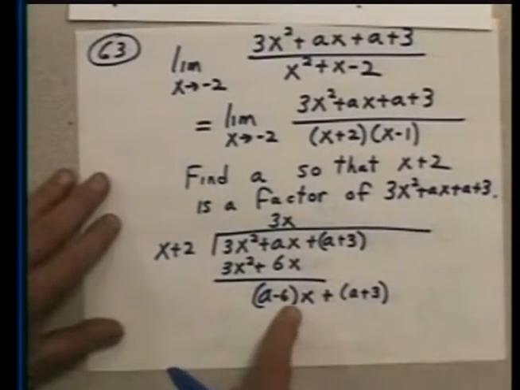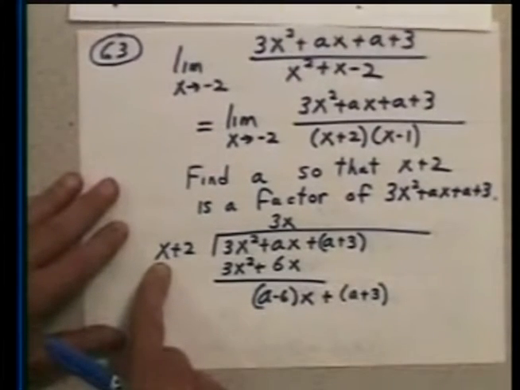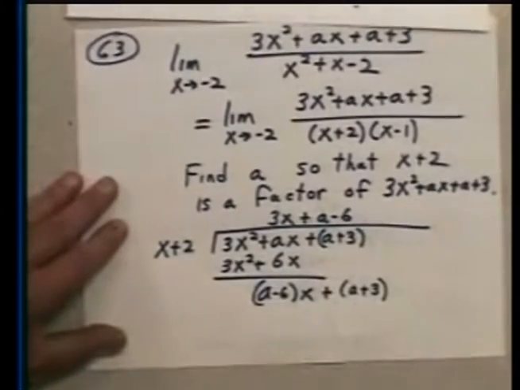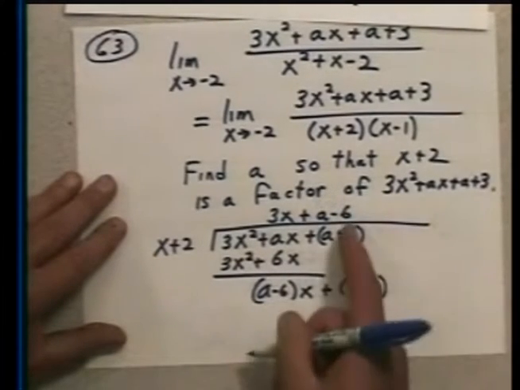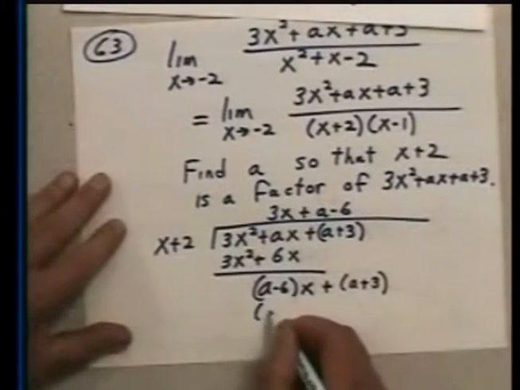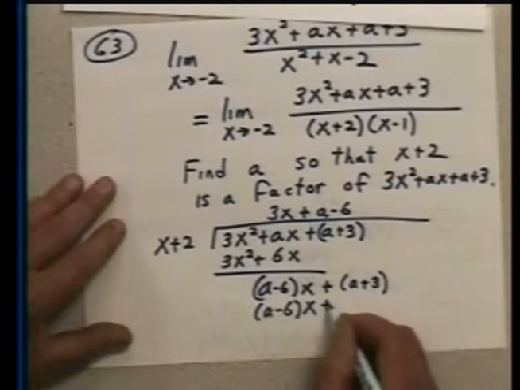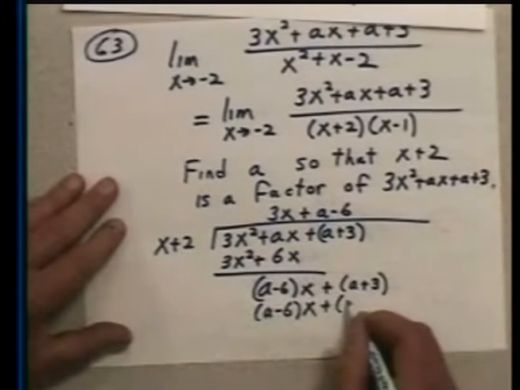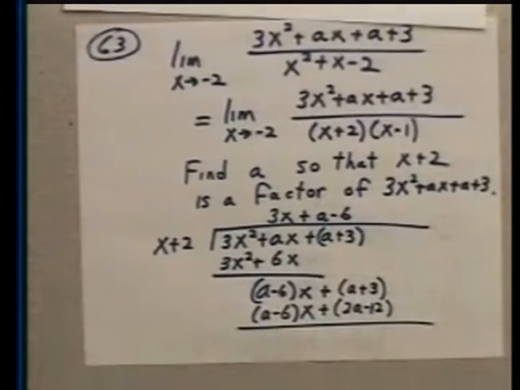Okay, now take a minus 6 times x and divide by x, and what do you get? A minus 6 times x divided by x is a minus 6. What's a minus 6 times x plus 2? Well, a minus 6 times x is a minus 6x, plus, what's a minus 6 times 2? 2a minus 12. How are you doing so far?